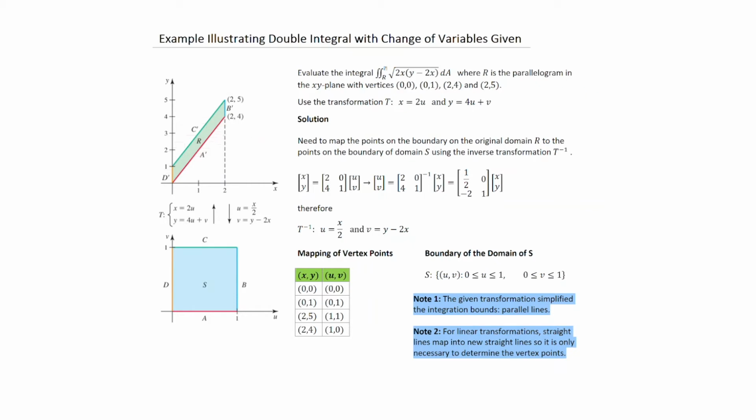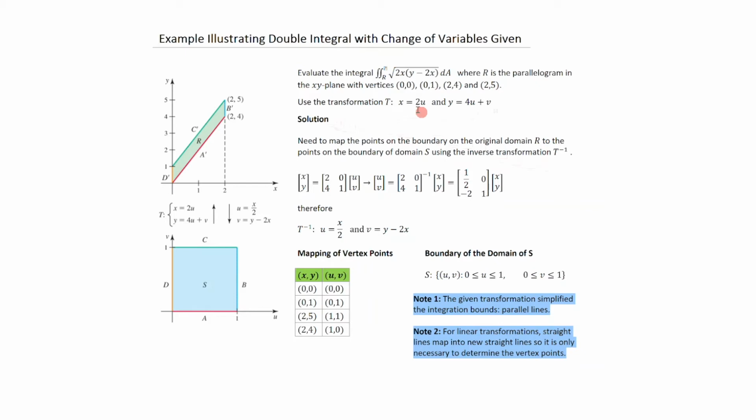Now, if we look at this one, you'll notice that the edges are all straight. And so it would make sense in a case like that to use a linear transformation. The idea would be to try to get that such that it forms a square, because then we know the integration bounds in the transform system are much, much simpler. And so the suggestion here is to use a transformation x equals 2u and y equals 4u plus v. All right, this is a suggestion.